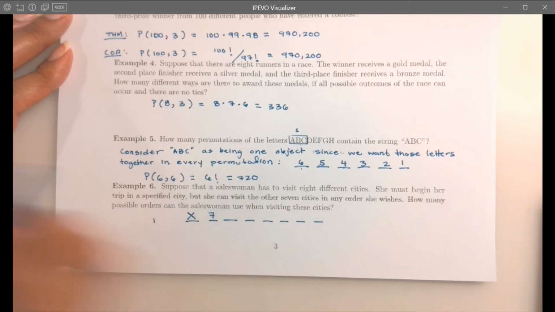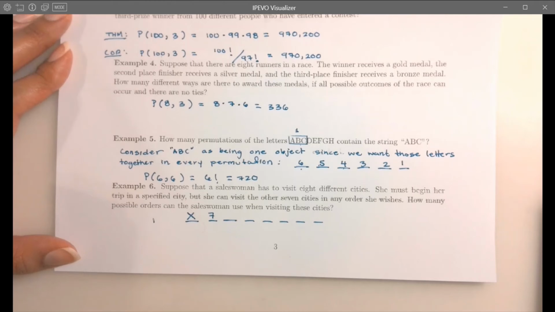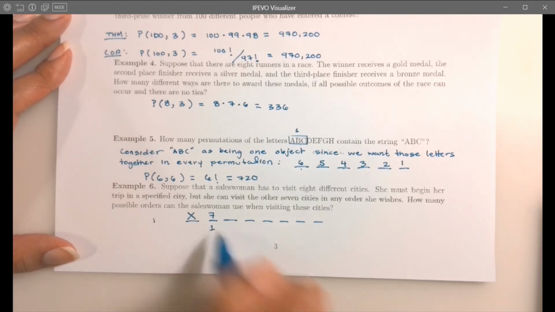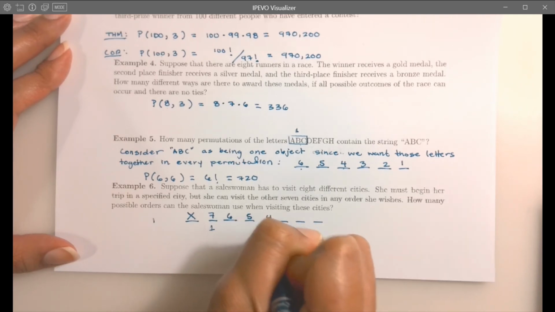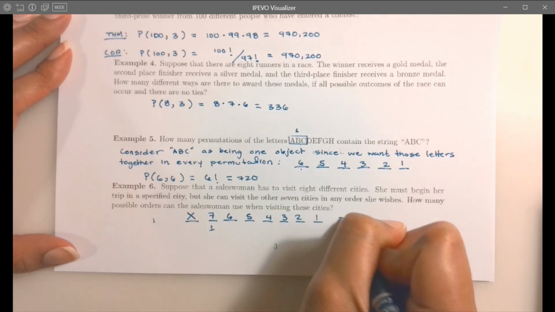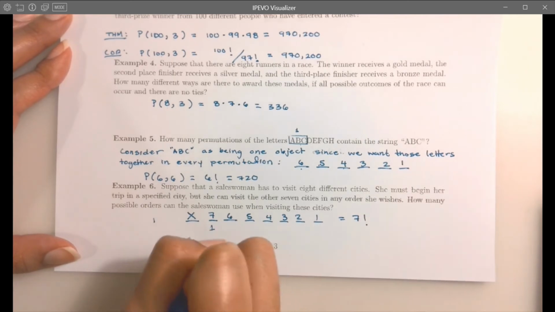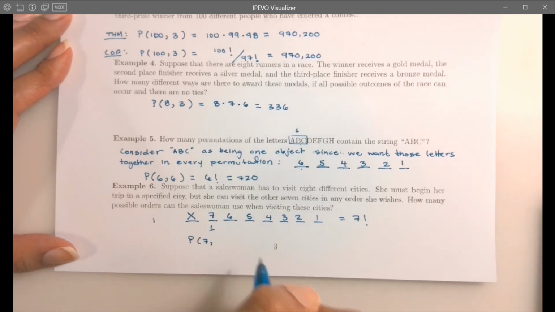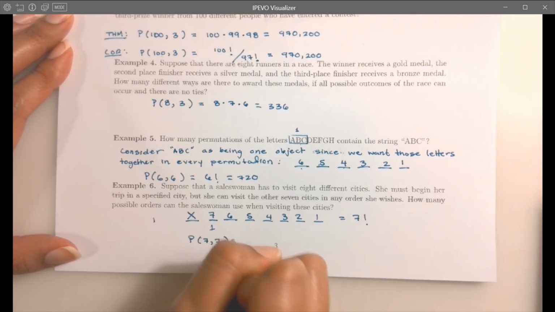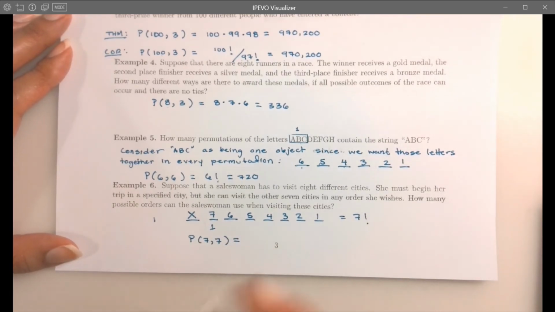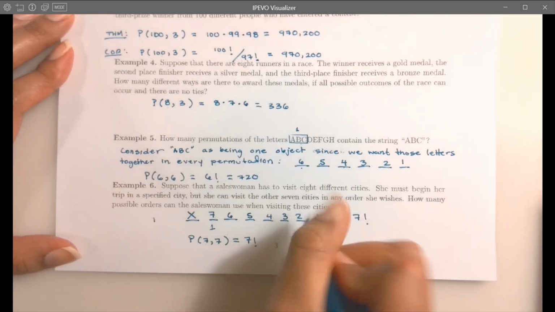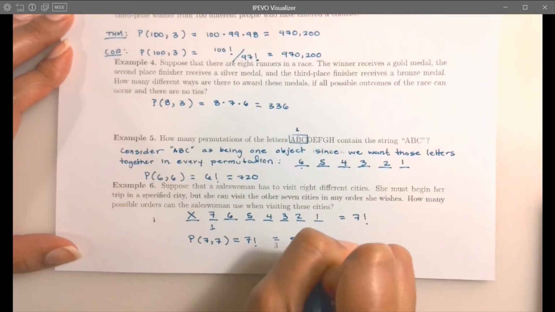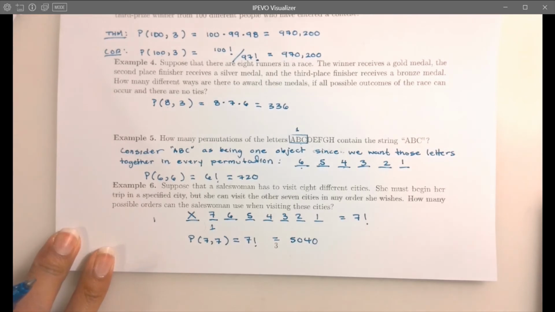So there'll be 7 options for the first city to visit. Then there will be 6 options for the second, 5 for the third, so on and so forth. Okay, so this is the same as 7 factorial, or in other words, it's as if we only have 7 elements and we are permuting all 7 of them. So 7 factorial, that is going to be 7 times 720, which will give us 5,040 ways of visiting the cities.